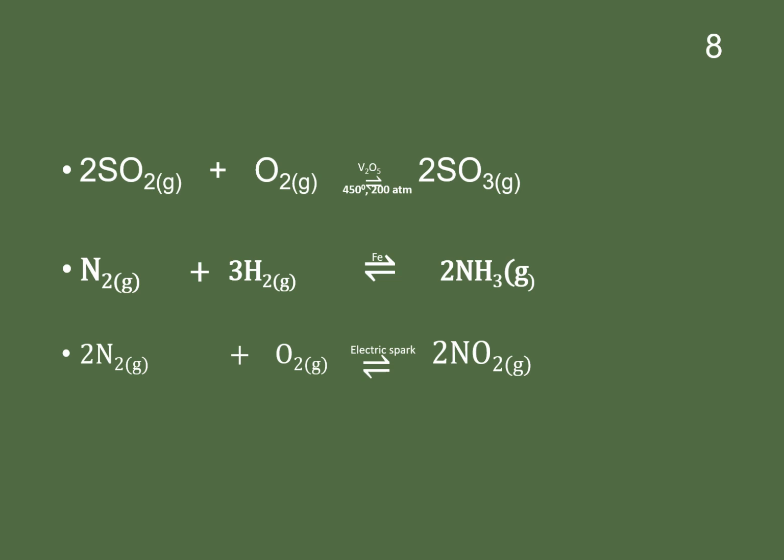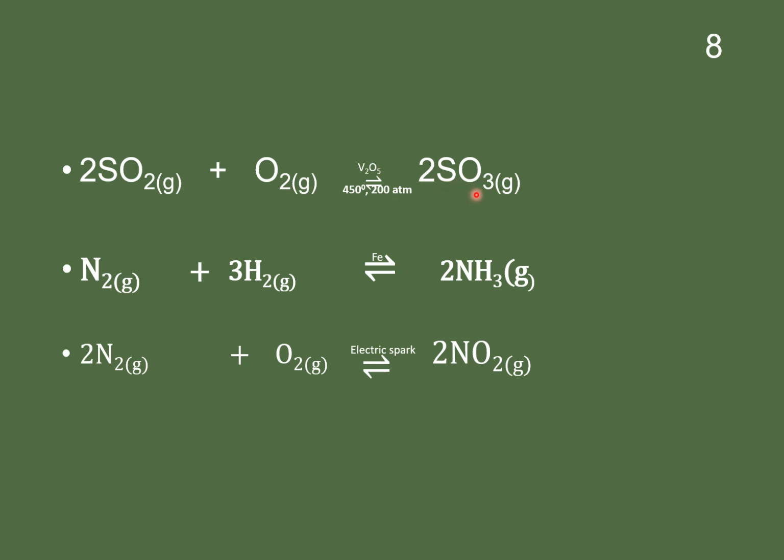Another example of reversible reactions: sulfur dioxide reacts with oxygen in the presence of the catalyst vanadium pentoxide. And what is a catalyst? A catalyst is a substance which increases the rate of reaction but does not play any role in the reaction. The temperature and pressure for this reaction are 450 degrees centigrade and 200 atm, and it forms sulfur trioxide, which is in gaseous form.